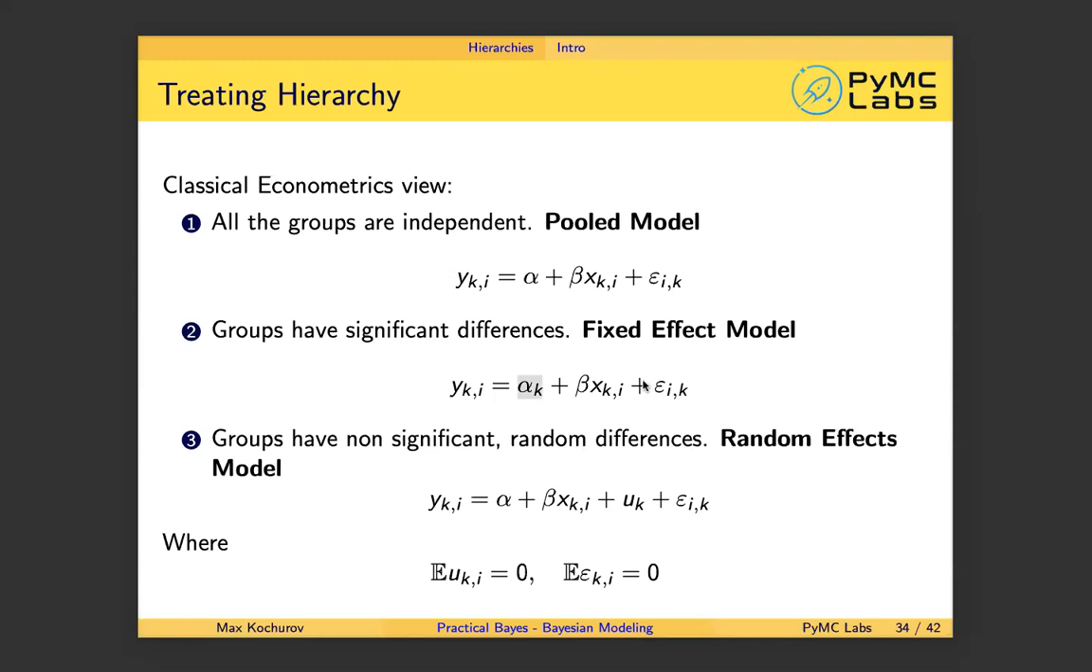And the last one is the random effects model. This is the model where groups are considered to be different from each other, but not very significantly different. So we can say that they're randomly different from each other. And that's why it's called the random effects model. Now, this is different from the fixed effects model in that there is an additional error term that is shared across all the observations within the group. And this additional error term is u_k. You can find this in literature. And the common assumption for those error terms is having an expected error of 0.